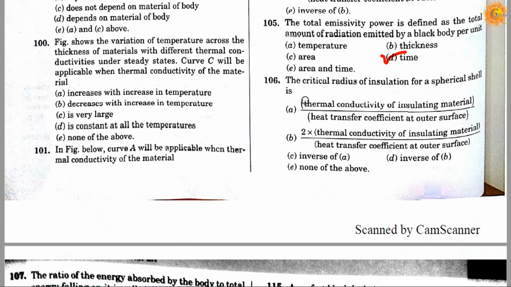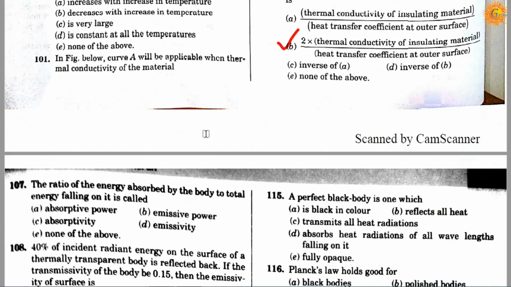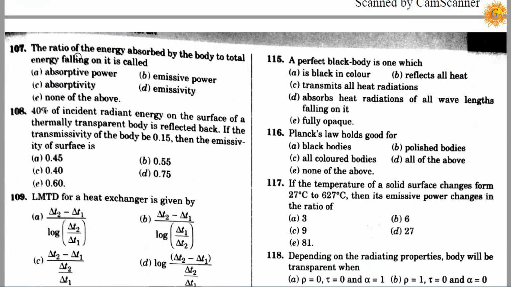Question number 106. The critical radius of insulation for a spherical shell is option A, thermal conductivity of insulating material divided by heat transfer coefficient at outer surface. Option B, 2 into thermal conductivity of insulating material divided by heat transfer coefficient at outer surface. Option C is inverse of A. Option D is inverse of B, and option E is none of the above. Correct answer is B. It will be 2 into thermal conductivity of insulating material divided by heat transfer coefficient at outer surface.